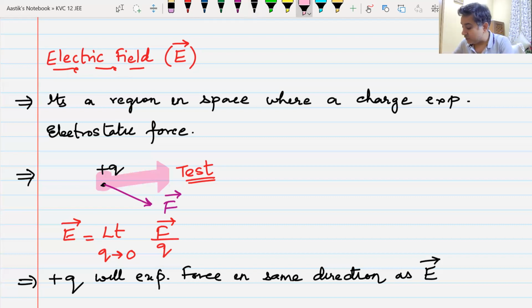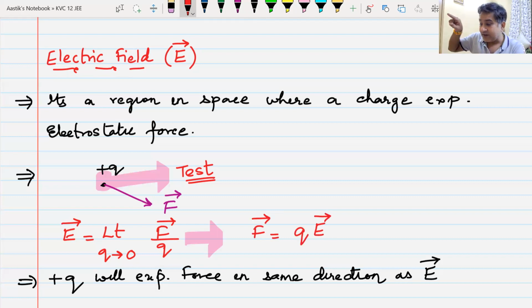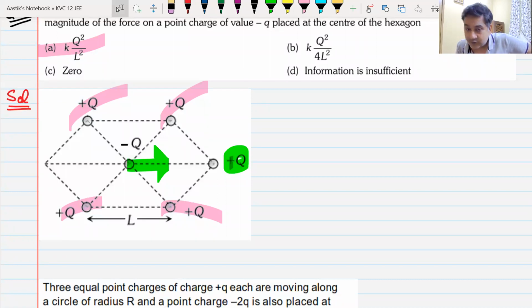From this revolutionary equation, I can also find out the relation between electrostatic force and electrostatic field. The electrostatic force experienced by any particle in any field can be written as Q multiplied by E. So you find out the electric field at that point and multiply it by Q, and you get the electrostatic force. So whatever questions we have done till now are also questions of electrostatic field. Do we understand this?